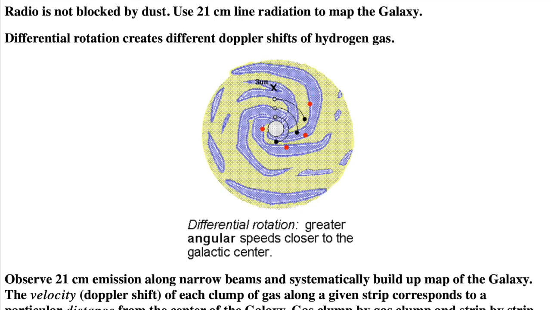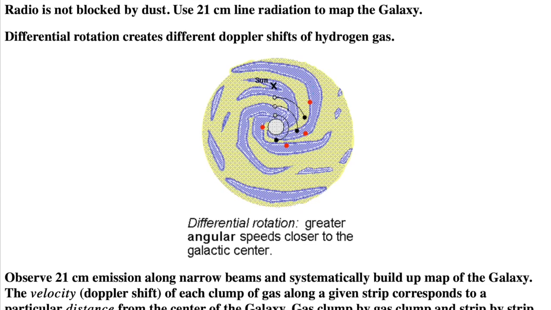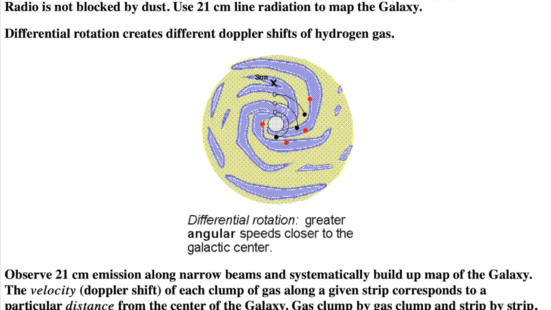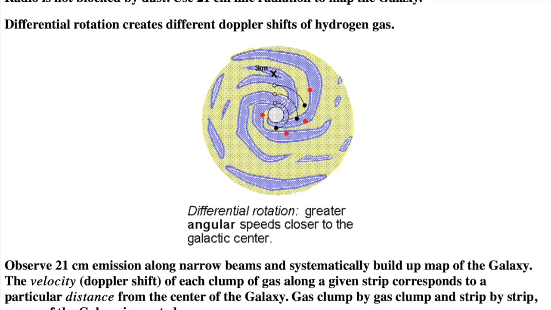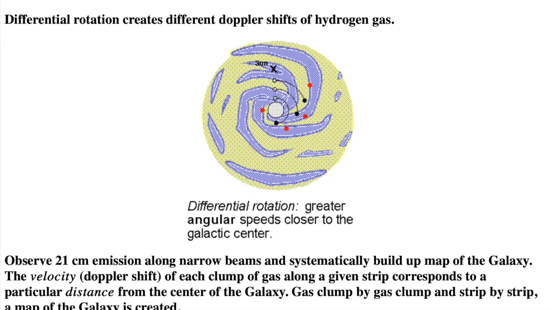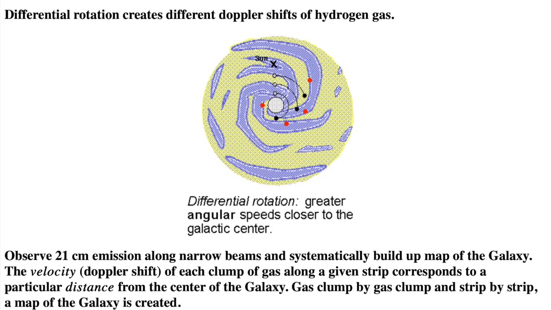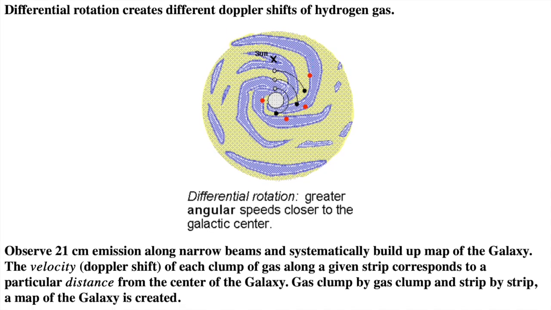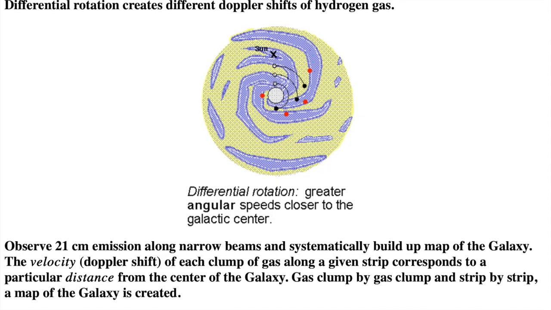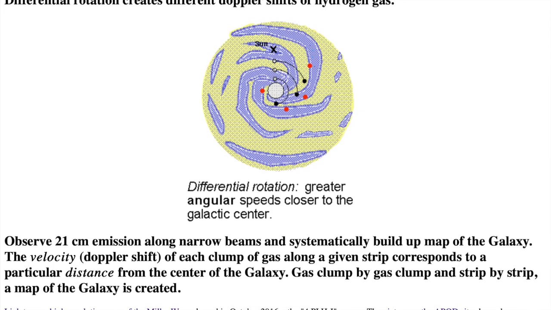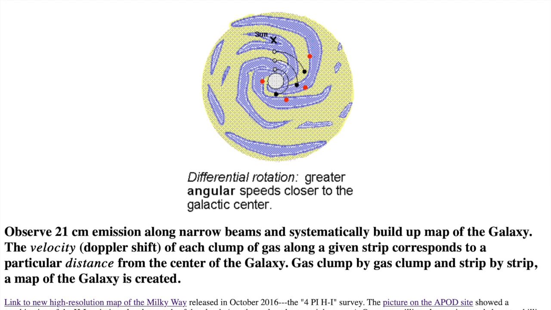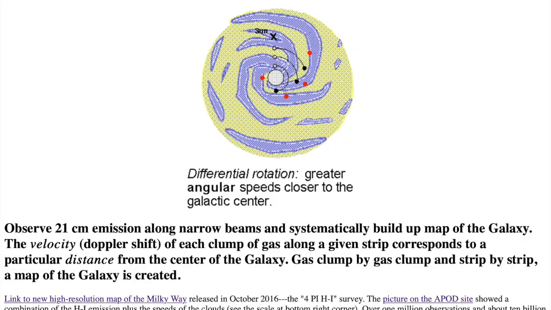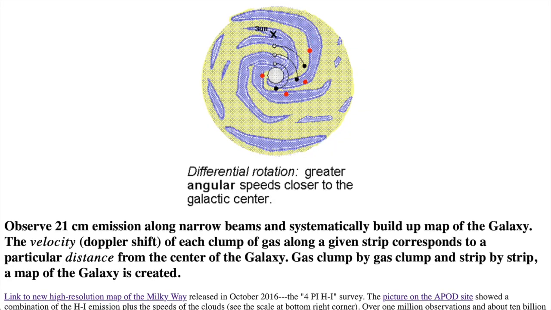Next slide. This slide is a repeat of one I showed in the interstellar medium lecture about how we use the 21 centimeter line radiation produced by neutral atomic hydrogen gas to map the galaxy. Things closer to the galaxy center are able to move by greater angular amounts than those things farther out, so we get different Doppler shifts of the hydrogen gas. The brightness of the emission depends on the amount of hydrogen gas, and the Doppler shift gives us the velocity.